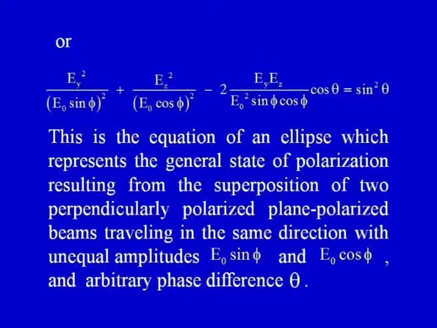This is the equation of an ellipse, which represents the general state of polarization resulting from the superposition of two perpendicularly plane polarized beams traveling in the same direction with unequal amplitudes E naught sin phi and E naught cos phi and an arbitrary phase difference theta. Various cases corresponding to different values of theta were in a general way discussed in the earlier lecture.